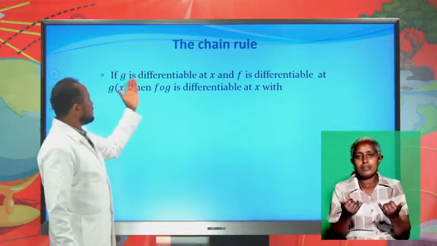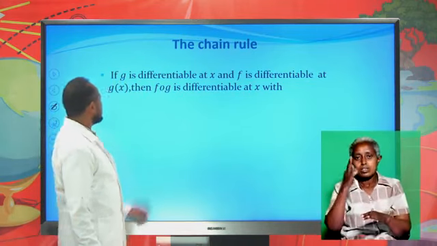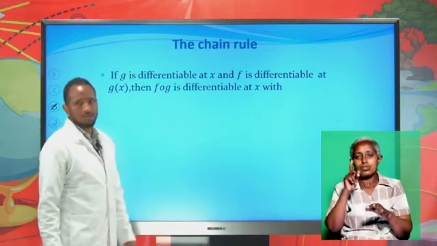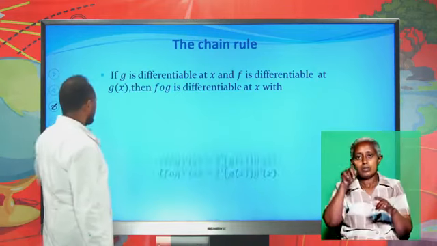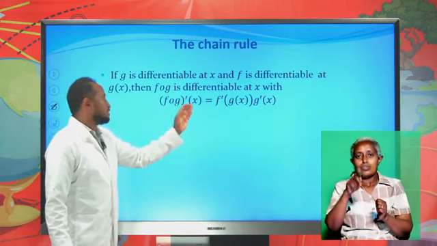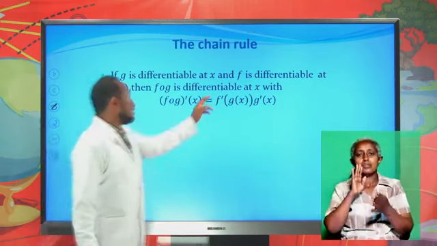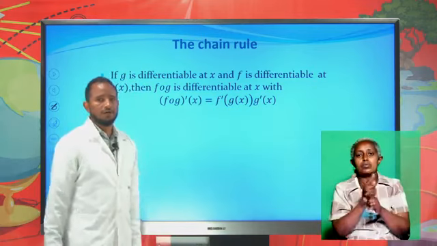Now if g is differentiable at x and f is differentiable at g of x, then the composite function f of g of x is differentiable at x with the derivative of f of g of x, or fog of x, given by the derivative of f at g of x times g derivative of x. Now let's see the proof of this theorem.